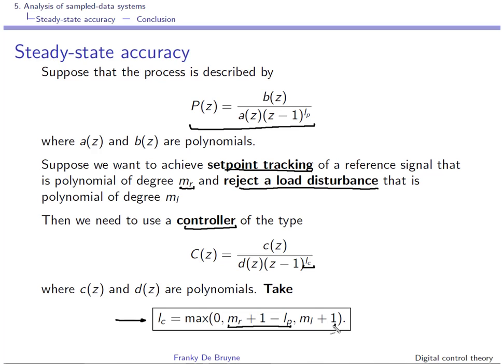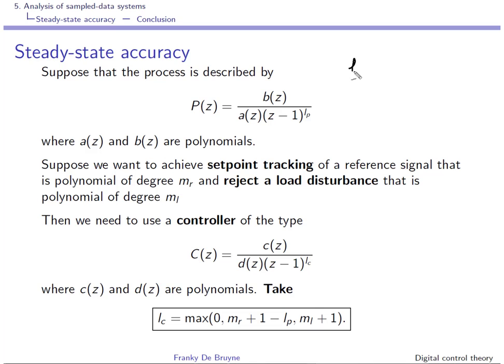We see that the number of integrators depends on the process there. And for load disturbance, it only depends on the type of load disturbance that you want to reject, and of course you have to take the maximum. So this is the conclusion, and you have to be able to use this formula and determine how many integrators you need to put in your controller depending on the process and the type of set point tracking problem and load rejection problem. Let us take a very simple example.